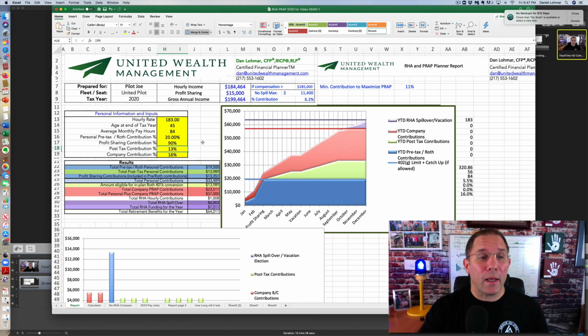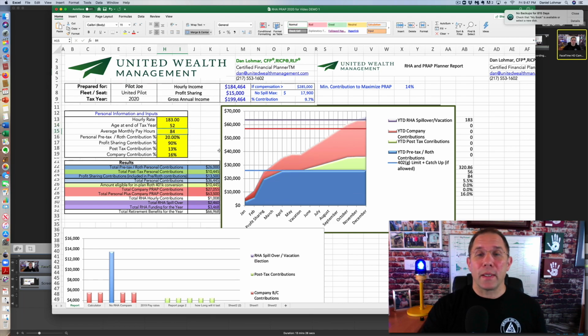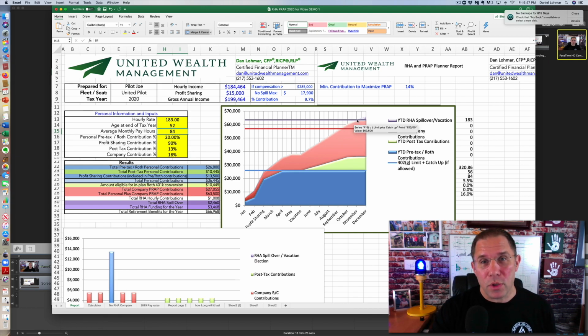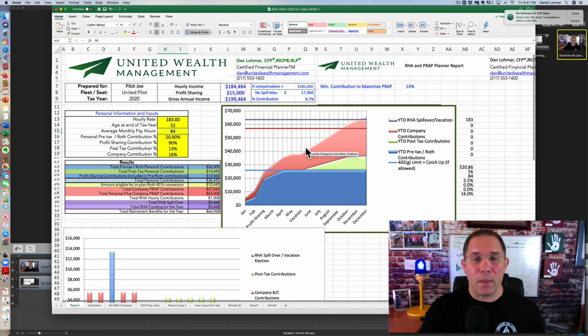What's it look like if they were over 50? Because that changes the limits a little bit. It's going to change things just a little bit because they don't start getting spillover at 57. They start to get spillover at the higher limit of 63.5. That's because the catch-up contribution is always allowed to happen in there. So it's kind of what that looks like. That changes it. Just something to keep in mind there.